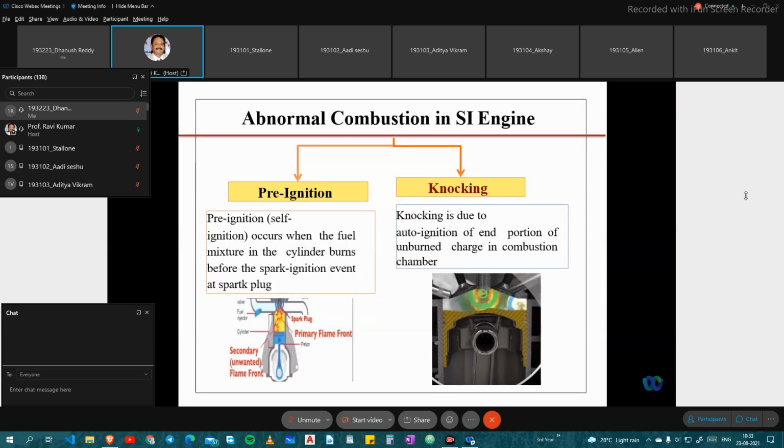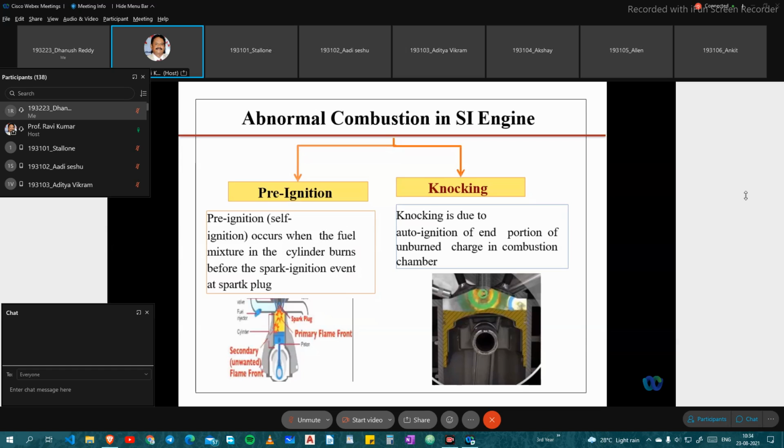Whenever the compression stroke starts from BDC, and you are taking it to the top, if you get the ignition before the spark, that is called pre-ignition. Sometimes it also takes place because of the high temperature inside the chamber and high pollutant content inside the cylinder, so we get ignition before the spark event. That's what we call pre-ignition. And knocking is due to auto ignition. Because of this, knocking will be taking place. Knocking is another thing we are going to have.